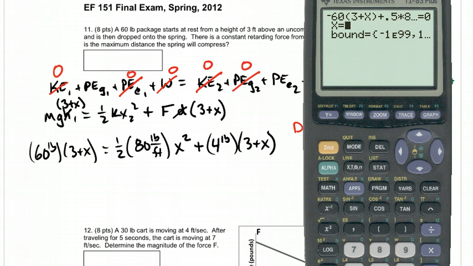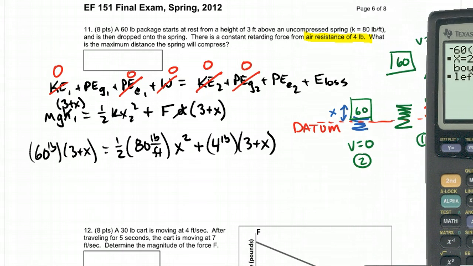I'll guess at 1, and it comes up to be 2.865, or 2.87. And again, the units are feet.